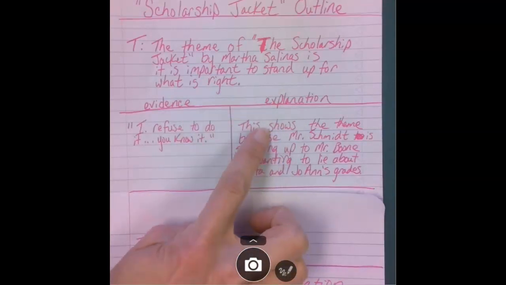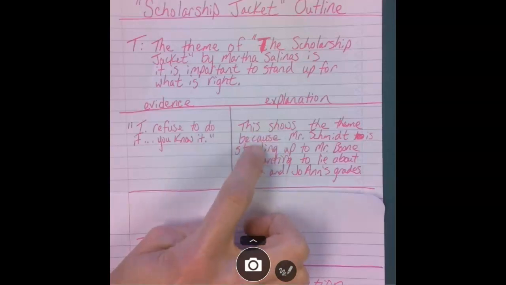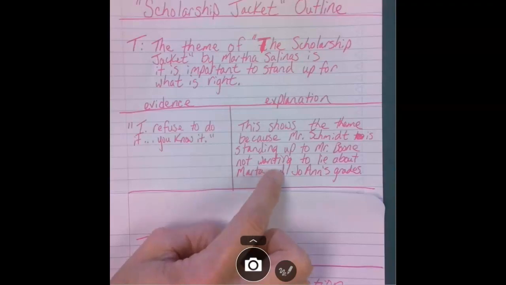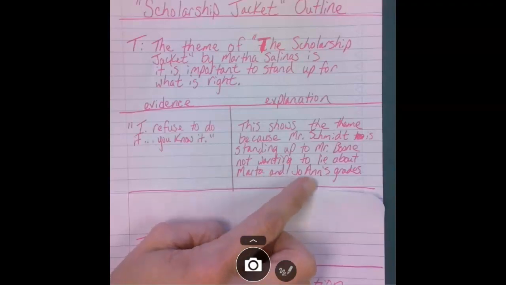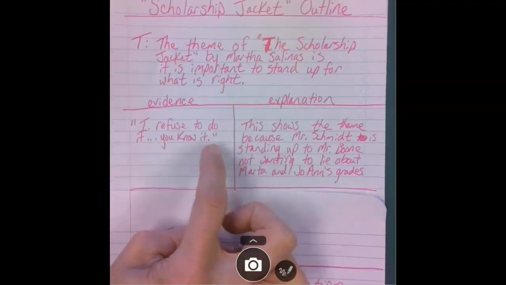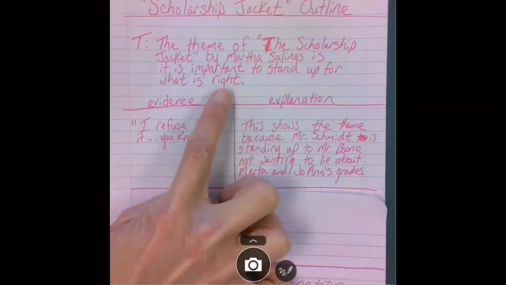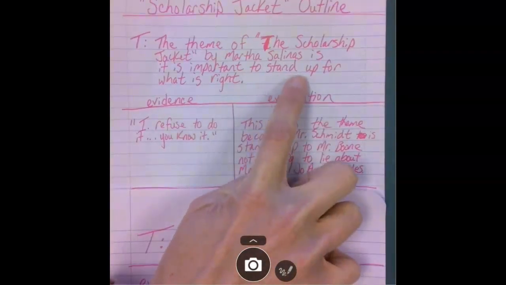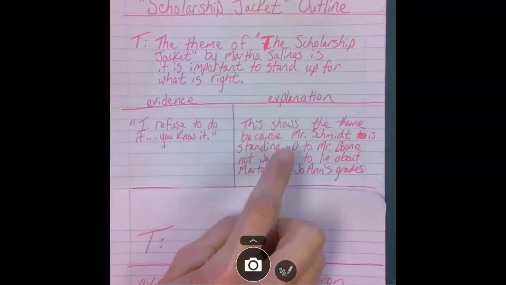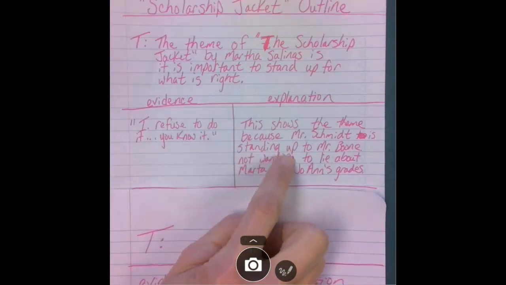Okay, so here's an example. This shows the theme because Mr. Schmidt is standing up to Mr. Boone, not wanting to lie about Marta and Joanne's grades. So we're explaining how this text evidence talks about standing up for what is right. So we use the word stand up for in our topic sentence, and then we're going to use them again in this explanation, standing up.